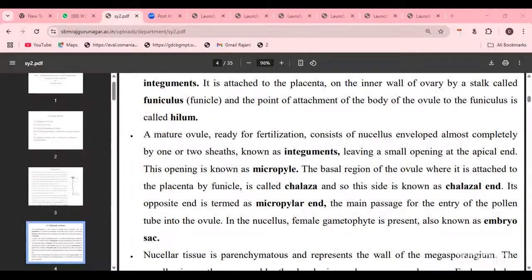Here, a mature ovule ready for fertilization consists of the nucellus enveloped almost completely by one or two sheaths. That sheath is called the integuments, leaving one small opening at the apical end. This opening is called the micropyle.